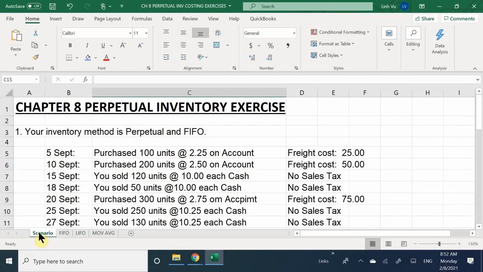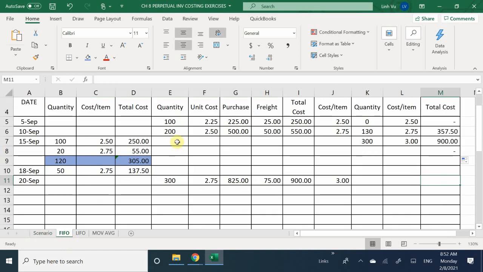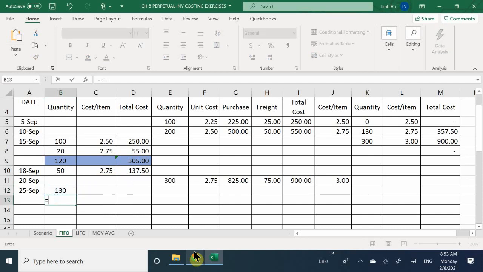So then what has happened next? We sold 250 units. Okay, 250 units. How am I going to calculate this? Cost of goods sold. So September 25th. Which batch came first? 130. Okay. How much more do I need to take out from the second batch to get 250?